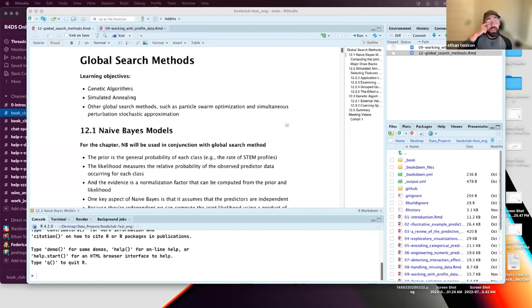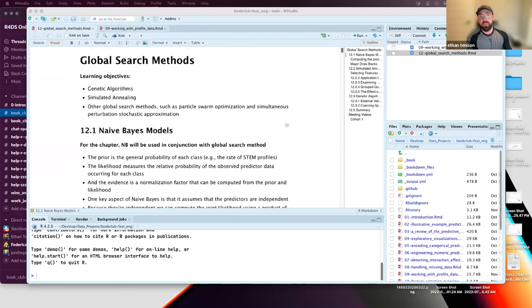When I originally read the name of this chapter, I had no idea what they meant. But when you look at the learning objectives, it makes it really clear. So, essentially, this chapter is about two methods for finding the optimal number of predictors.